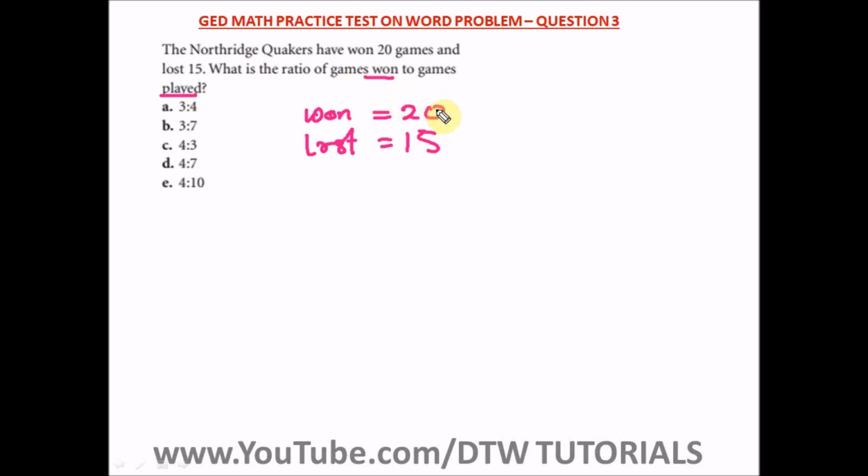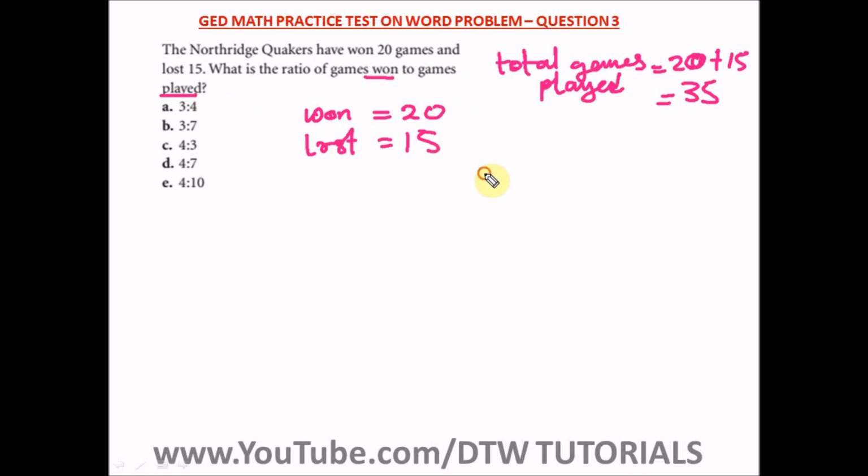It will definitely be the addition of the games that were won and the ones that were lost. So total games played will be equal to 20 plus 15. And what would this give us? This will give us 35. So the question says, what is the ratio of games won to games played? So it will definitely be 20 over 35.